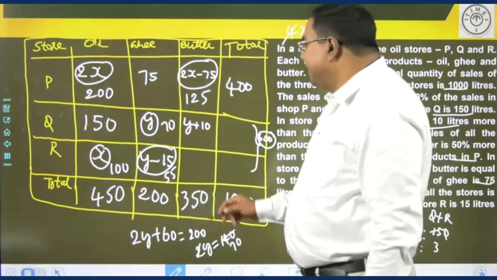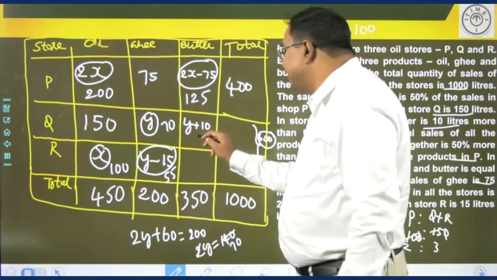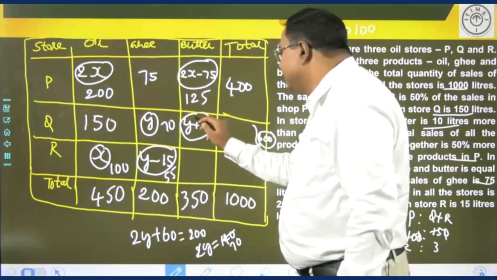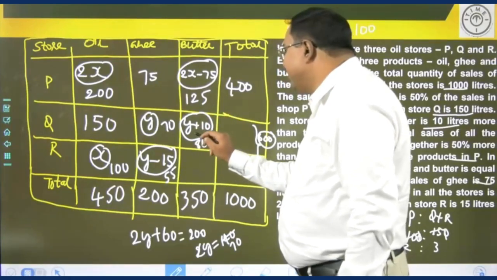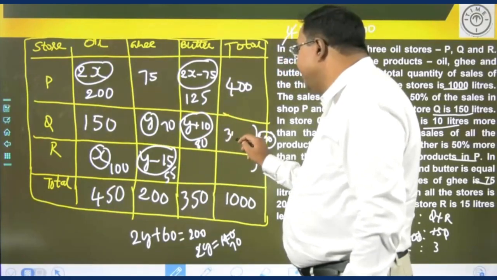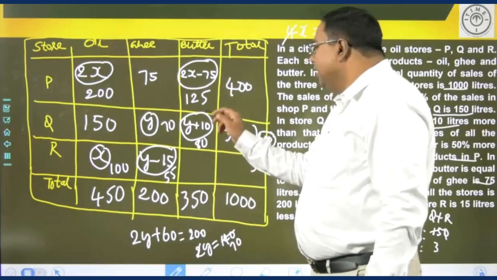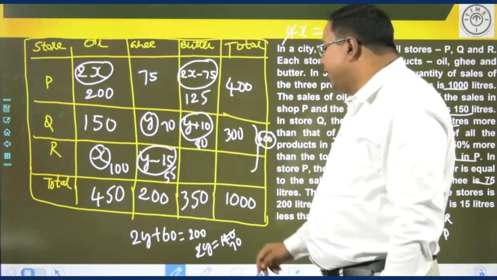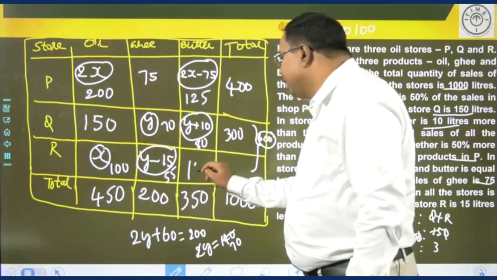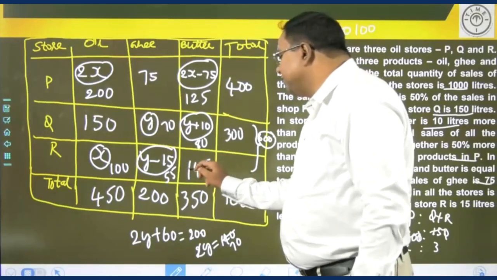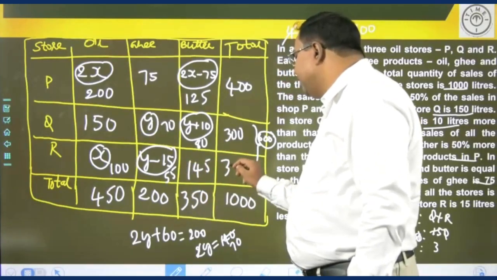Alright. Now, y is 70. So, this is 150, 70. 70 plus 10, this will become 80. 150 plus 150, this is 300. Right. Checkpoint. This total is 350. 125 plus 80, 205. So, this has to be 145. Let me add this: 145 plus 55, 200 plus 100, 300.